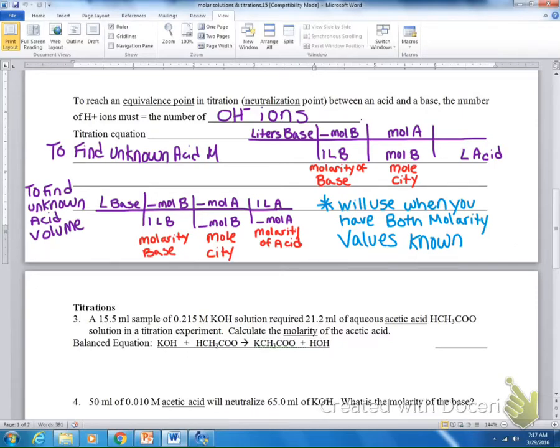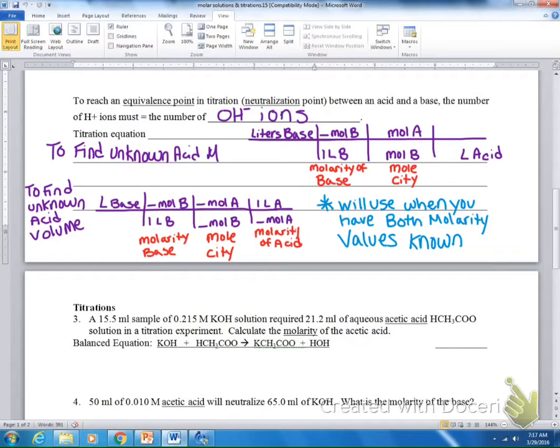Okay, so hopefully you paused the video there. I'm going to do number 3 with you, and the rest will be your responsibility. Number 3 says: a 15.5 mL sample of a 0.215 molar KOH solution required 21.2 mL of aqueous acetic acid solution in a titration experiment. Calculate the molarity of the acid.